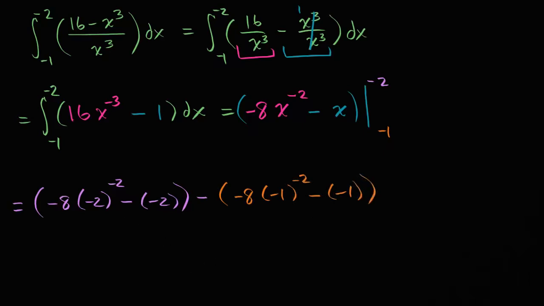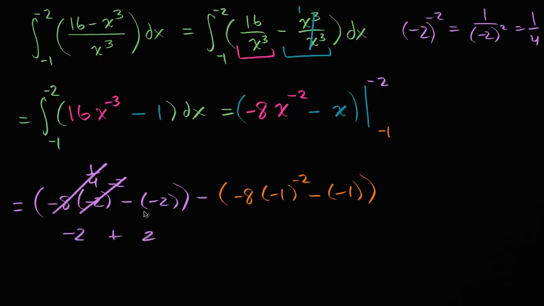All right, so what is this going to be? -2 to the -2 is equal to 1 over -2 squared, which is equal to 1/4. So this is equal to positive 1/4, but then -8 times positive 1/4 is going to be equal to -2, and then we have -2 minus -2, so that's -2 plus 2. And so everything I've just done in this purplish color is just going to be 0.